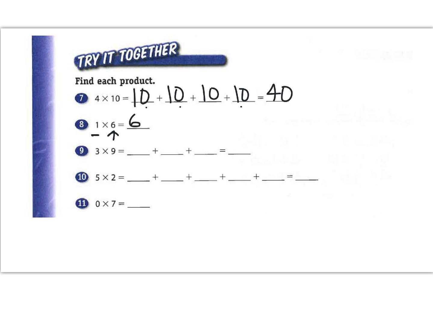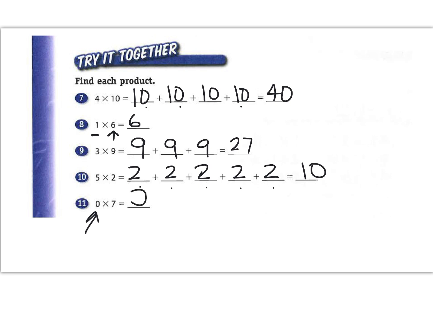Number 9, 3 times 9. 3 groups of 9, so we're going to add 9 3 times. 9 plus 9 is 18, plus another 9 is 27. 5 times 2, we're going to add 2 5 times. 2, 4, 6, 8, 10. 5 times 2 is 10. And lastly, anytime you multiply by 0, you get 0.